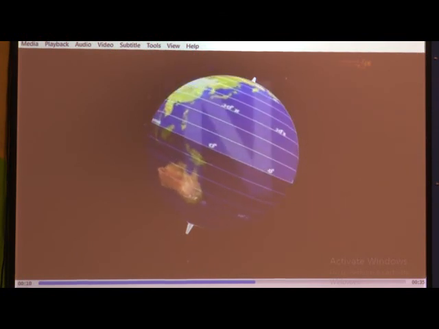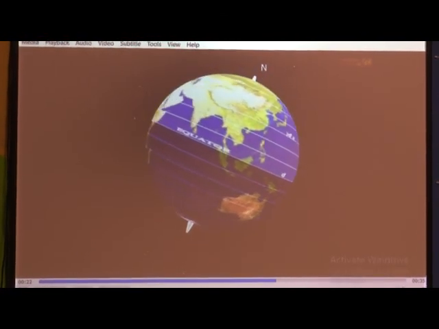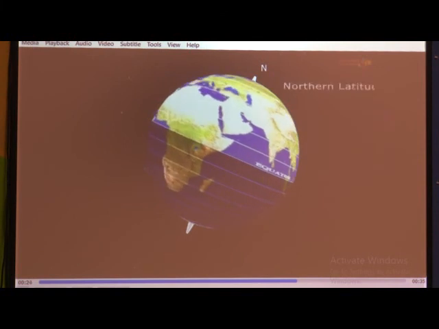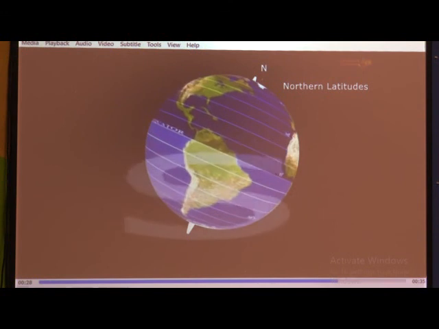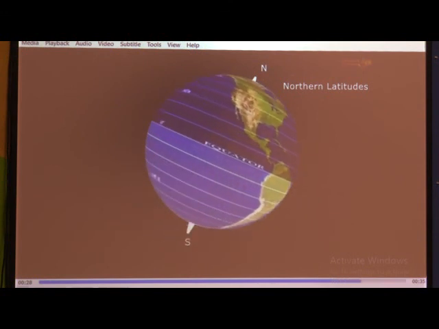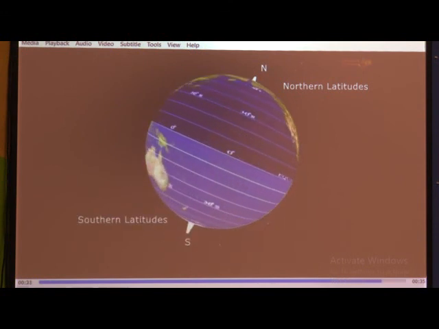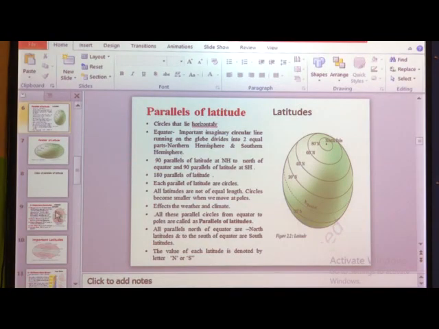The latitude lines north of the equator are called northern latitude, while the latitude lines south of the equator are known as southern latitude.